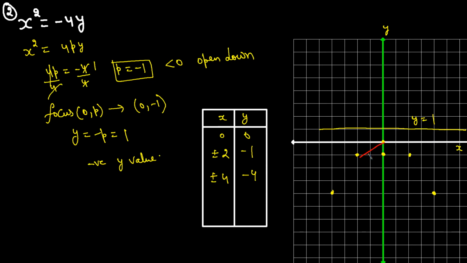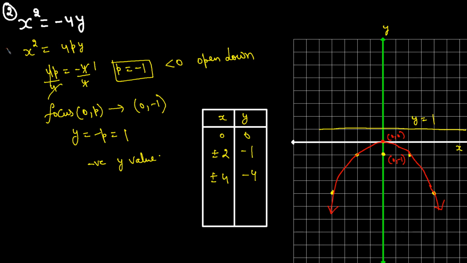Okay, so go through the points. Continue going through. Okay, it's going to look like this. So this is my directrix, and this is my vertex 0, 0, and this is my focus, which is 0 comma negative 1, and the directrix is y is equal to 1. So that's the graph of your parabola when the axis of symmetry is vertical, and the standard equation is x squared is equal to 4py.